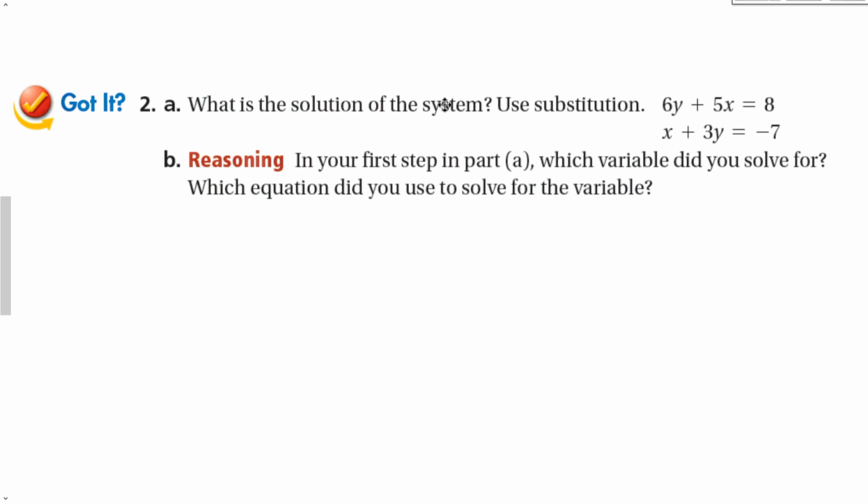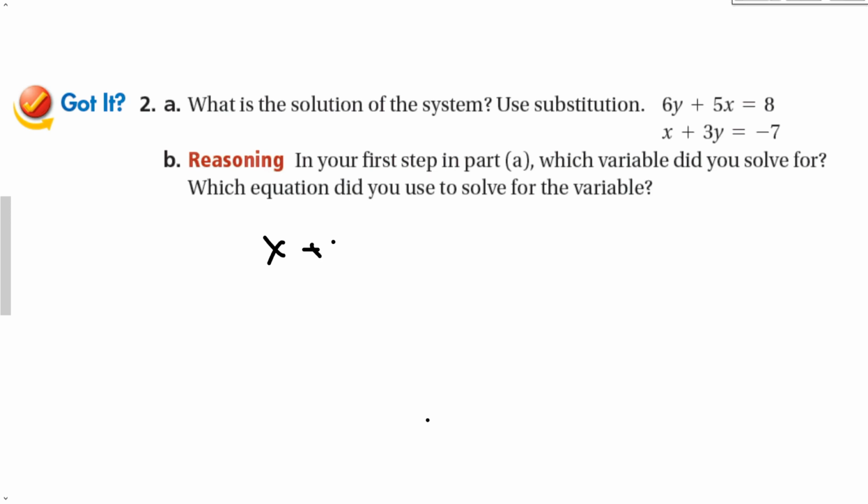So what's the solution to the system? Use substitution. And in your first step, which variable did you solve for? Okay. So when I look at this, 6y, 5x, 3y, and an x by itself. So the easiest one to solve for is probably that x by itself. Now, I could get this y by itself by subtracting 5x and dividing by 6. That's going to give me fractions, right, or decimals. Not the best idea when you're trying to solve these systems. So, look for the letter that is by itself.